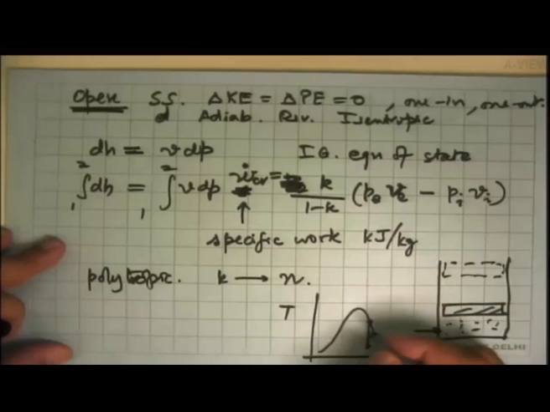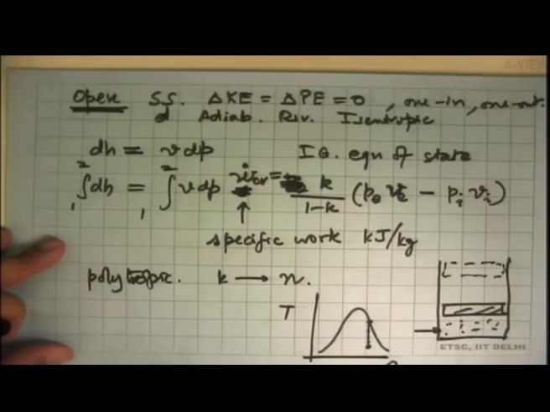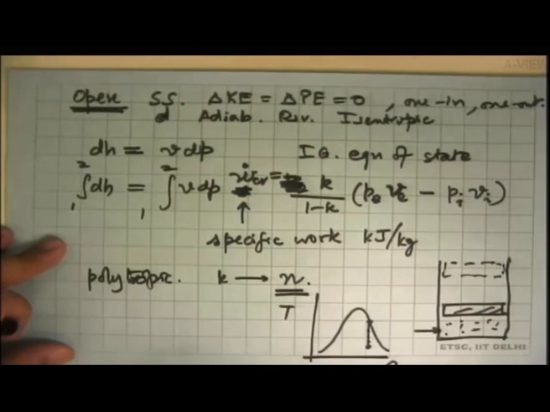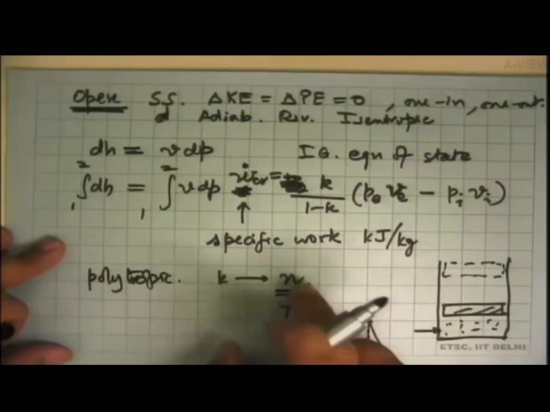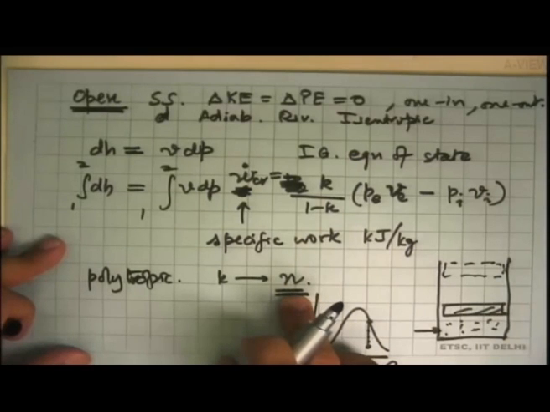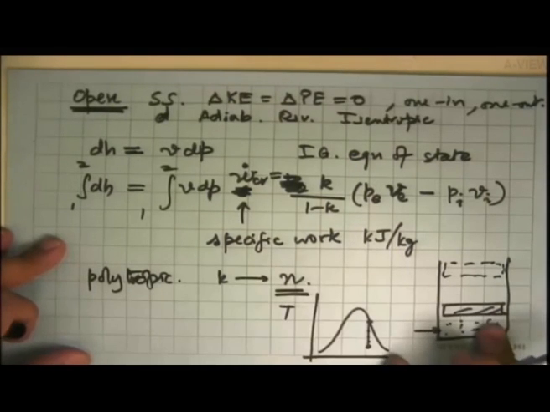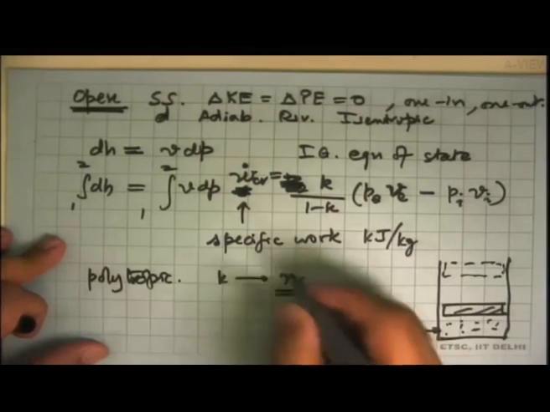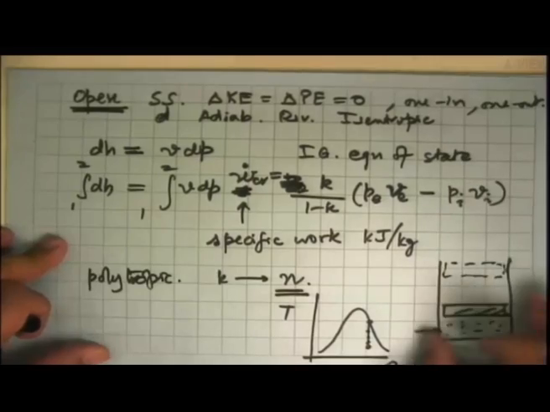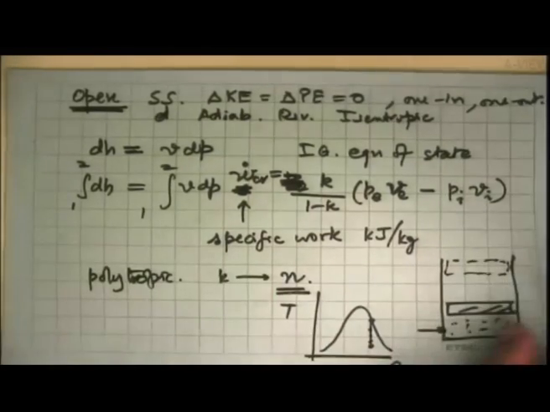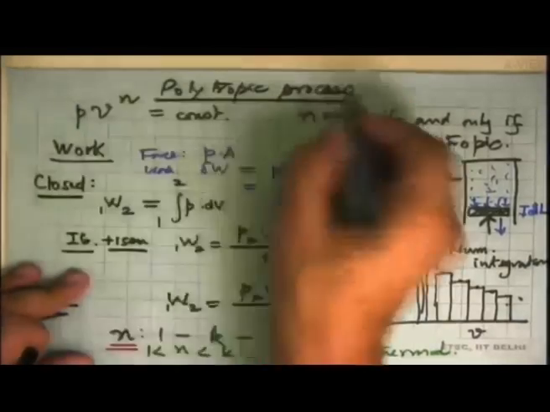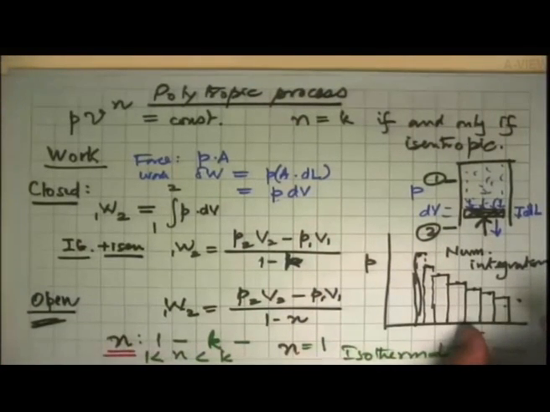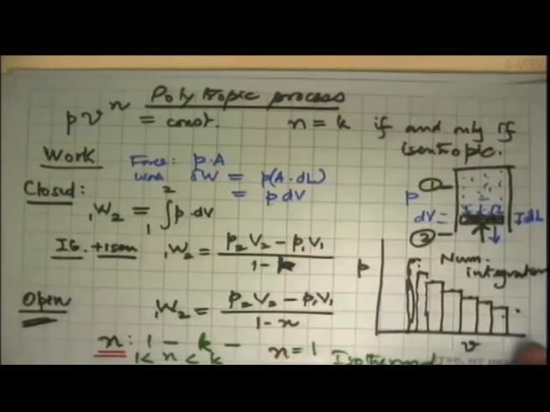But as a first approximation, if we know these values here, we can approximate this process with some value of n and still consider this process as PV to the power n equal to constant, even though this was not an ideal gas. But one has to be clear that we cannot exactly tell using this equation what the intermediate states were. It is only an approximation of the real thing. So that was a fairly commonly encountered relation for ideal gases, where we do adiabatic expansion or compression.